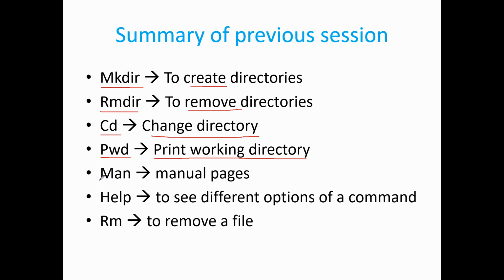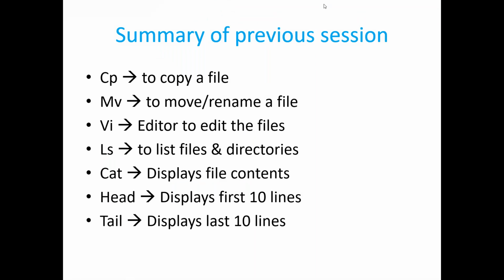Also, we spoke about how to use man to get the manual pages of a specific command. If manual pages are not available, then we can use help. Help is also used to get the different options of a command. Also, we have seen how to use the rm command to remove a file. And we have seen how to use the cp command to copy a file or a directory. And the mv command can be used to move or rename a file or a directory.